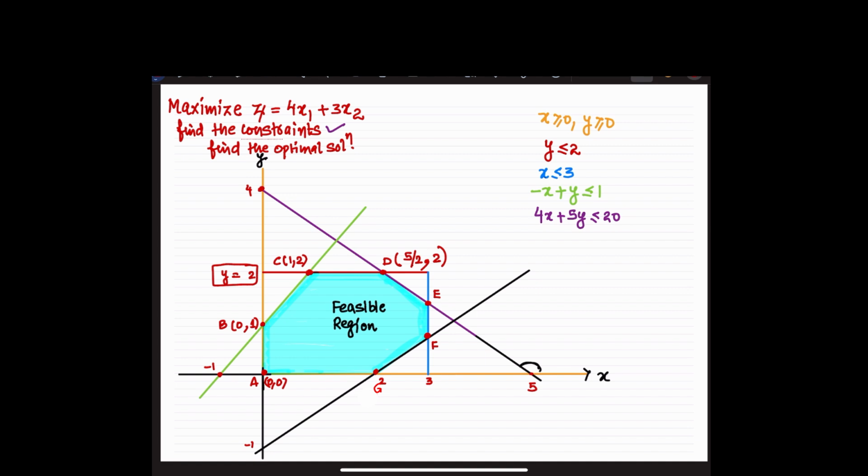Let us find the coordinate E. E lies at the intersection of the blue and the purple. So blue पे x का वैल्यू तो पता ही है. blue पे x का वैल्यू is 3 because ये रहे वो 3. बस y पता करना है. तो इसमें 4 into 3 12. 5y is equal to 8. So y is equal to 8 by 5.